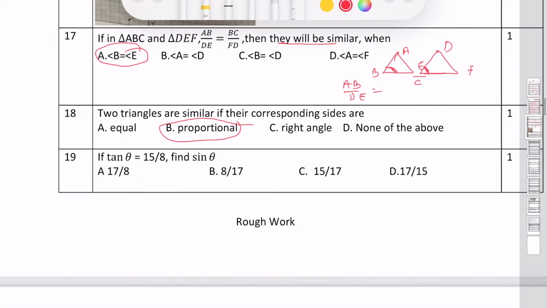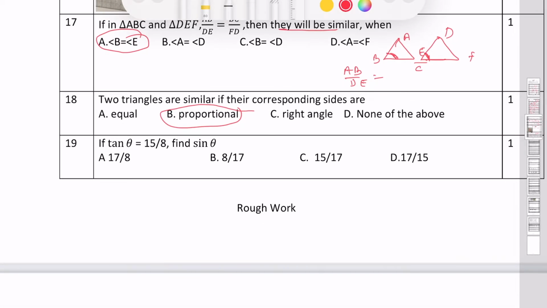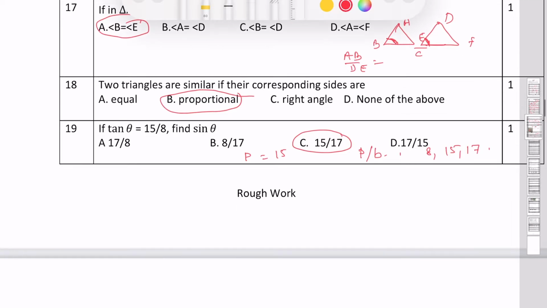We know the basic proportionality theorem. So tan theta is P by B. If we use the shortcut method, we know the Pythagorean triplet is 8, 15 and 17. So sin theta will be P by H. P is 15 here and H is 17. So 15 by 17 will be the answer.